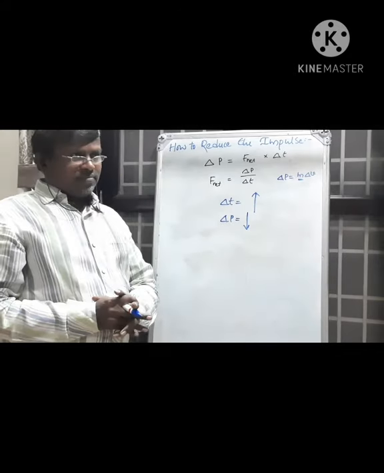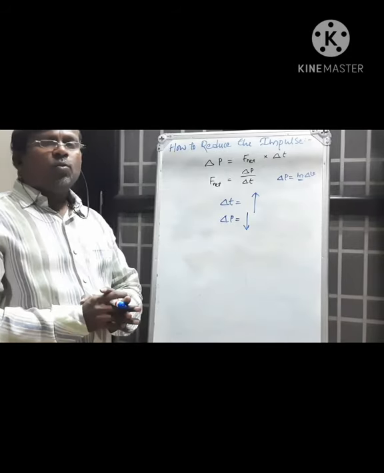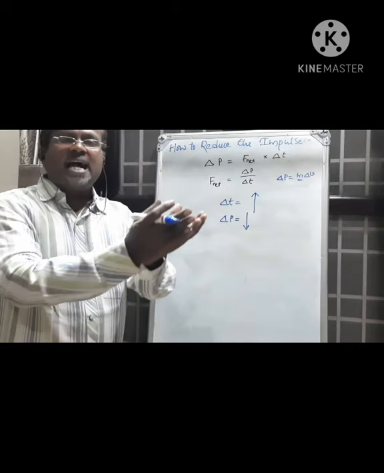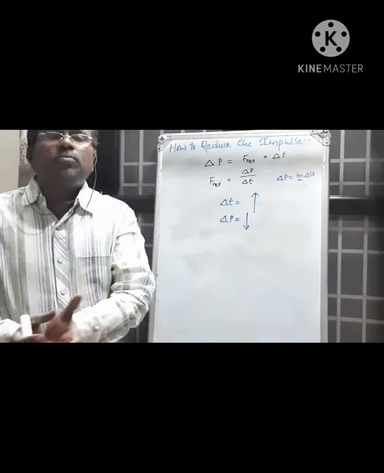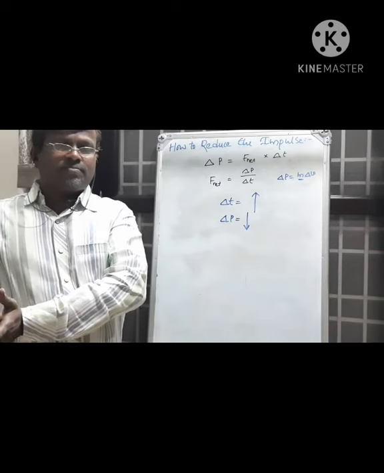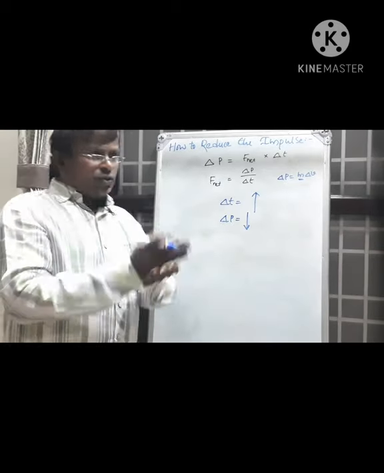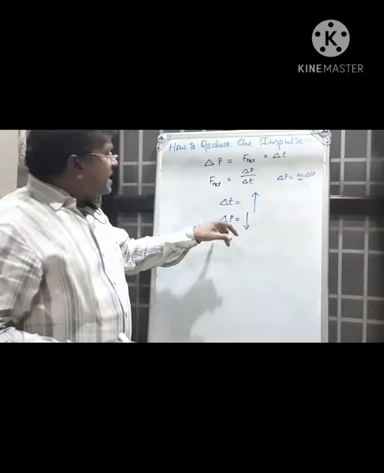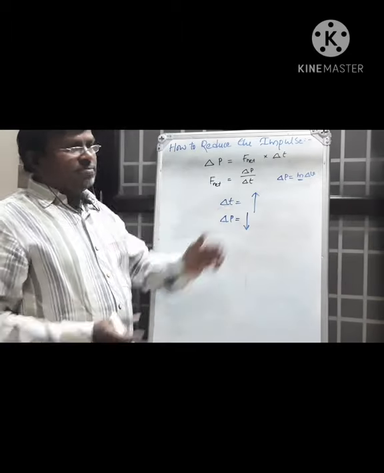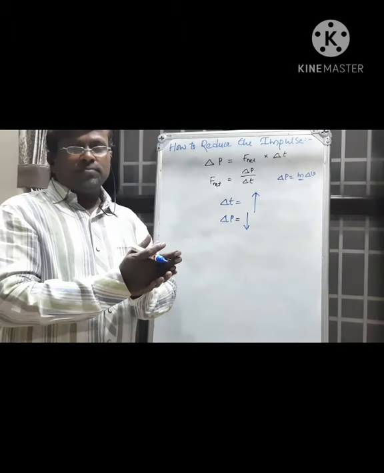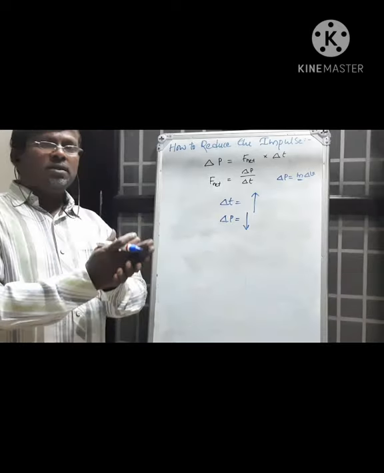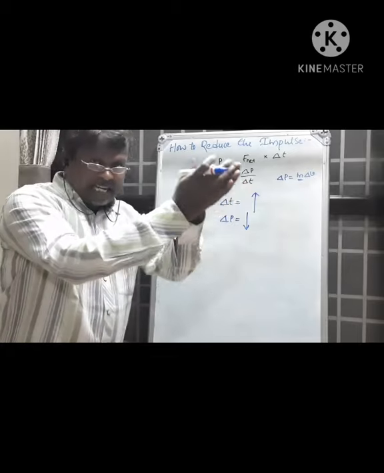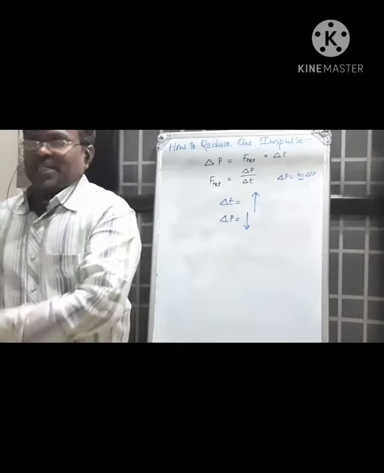A cricketer, while catching a ball, what does he do? He takes back his hands with the ball for some duration of time. So what is he doing while taking back his hands with the ball? He is increasing the impact time, that is, the impact of the speeding ball on the hands. So he is increasing the duration of the travelling time.